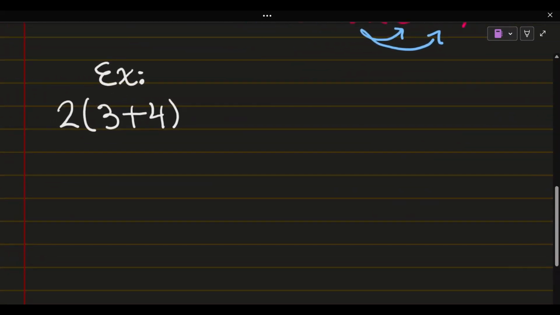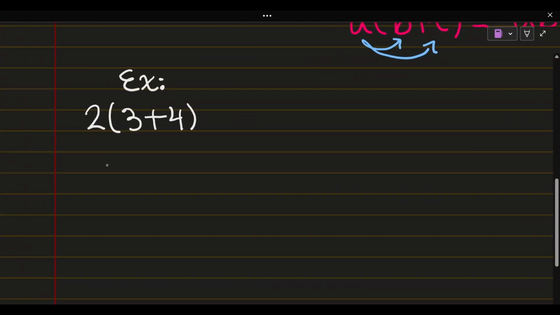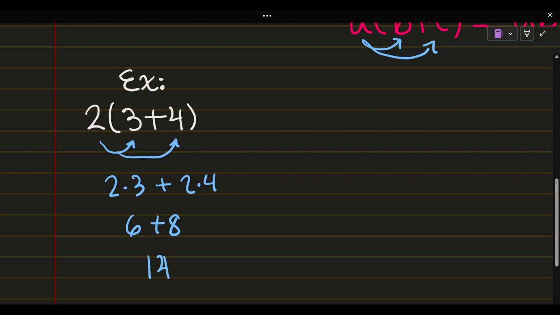So let's look at a specific example of something like this. I have 2 times (3 plus 4). That's going to be 2 times 3 plus 2 times 4. That's going to be 6 plus 8, and 6 plus 8 is 14.